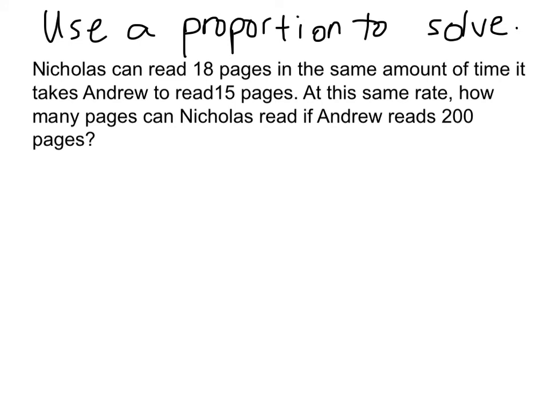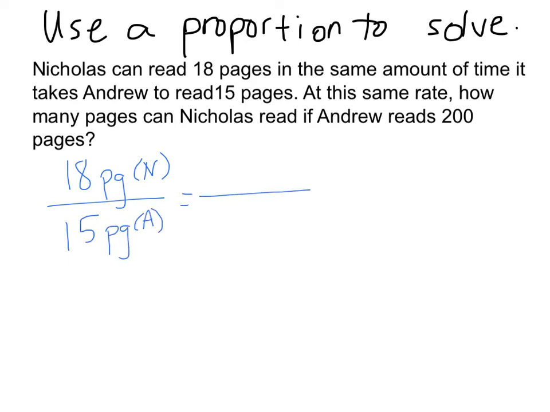Use a proportion to solve. Nicholas can read 18 pages in the same amount of time it takes Andrew to read 15 pages. So we have 18 pages for Nicholas over 15 pages for Andrew. And then I want to know at the same rate, how many pages can Nicholas read? So x pages for Nicholas when Andrew reads 200 pages.